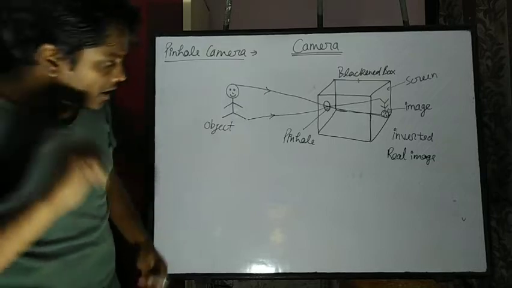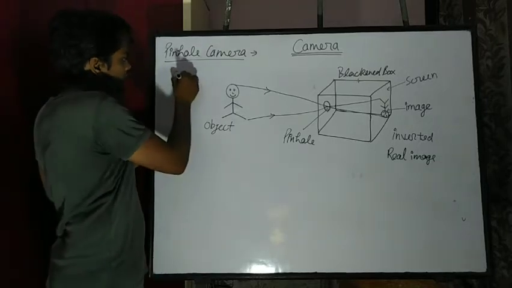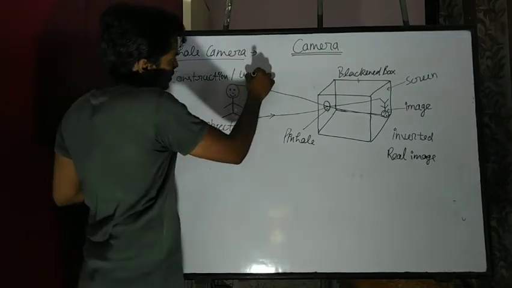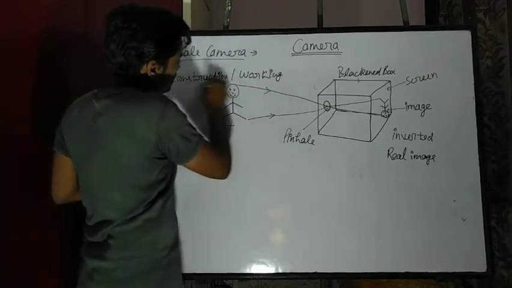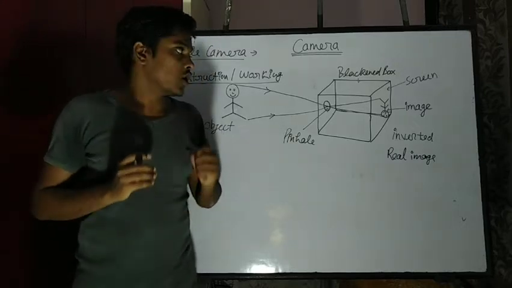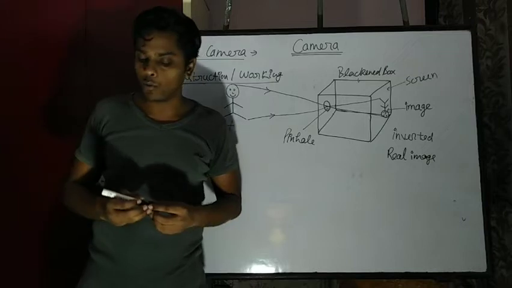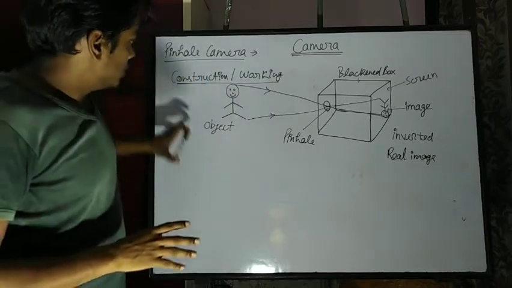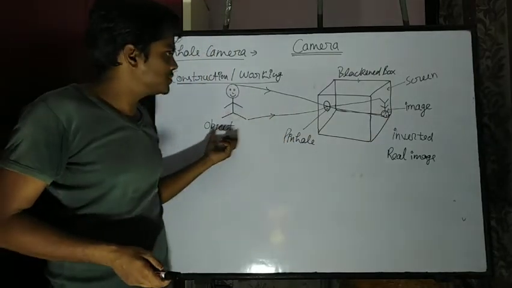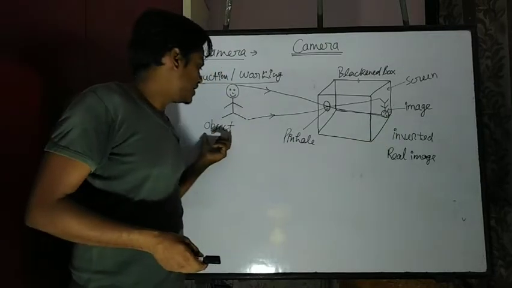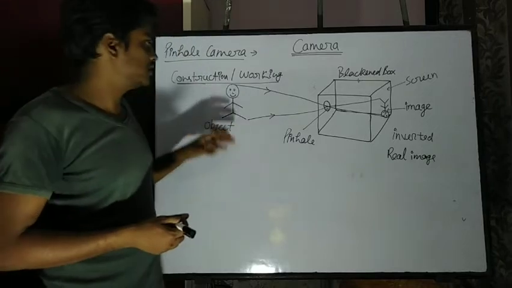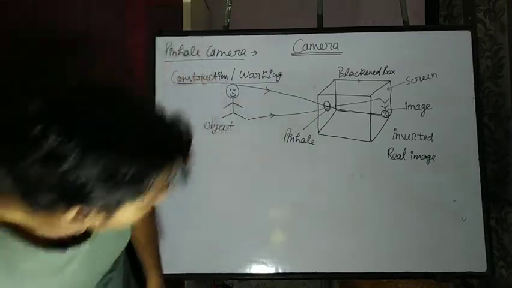Now this is the construction and working of the pinhole camera. The pinhole camera always works on the basic principle of rectilinear propagation of light. You are seeing this object and this is the image. The object is bigger than the image. So what are the factors which affect the size of the image? We will discuss this.